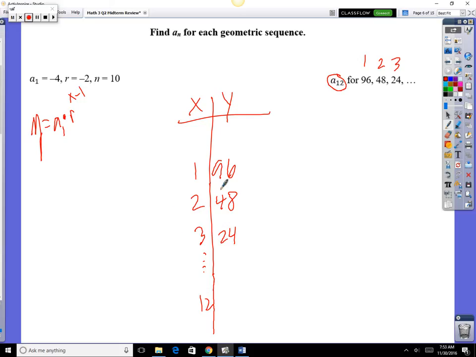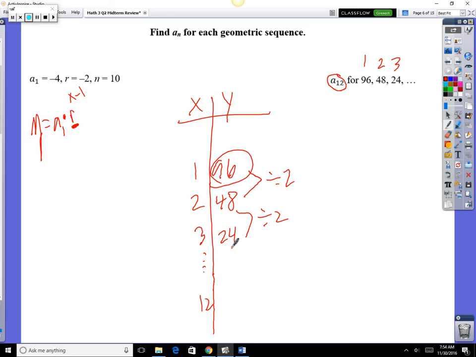And we know this. We know a sub 1. So let's find this. This is how fast the pattern is changing. And it looks like it's getting smaller. So that's division. So I'm probably dividing. So do 96 divided by 48. Enter. You're dividing by 2. 48 divided by 2. Let's check it. Yes. That is it. Okay.